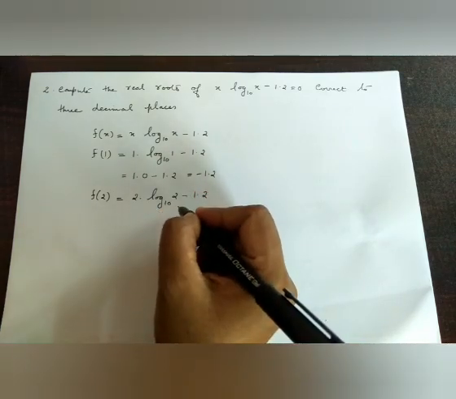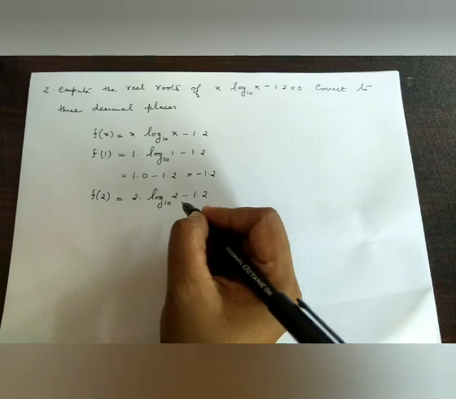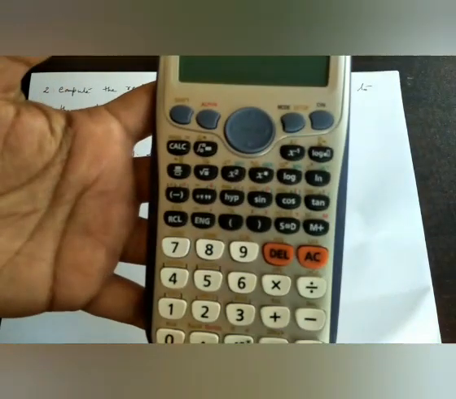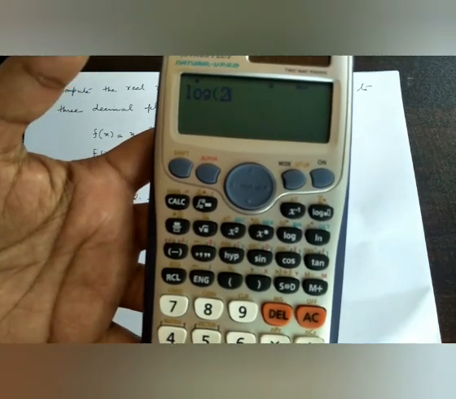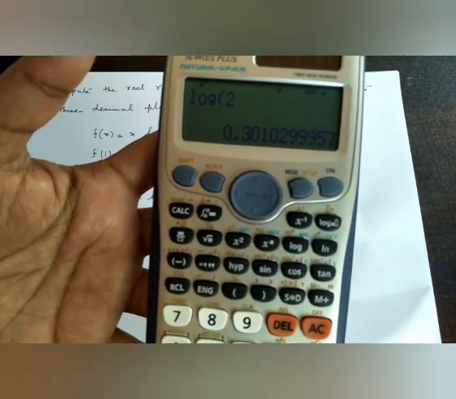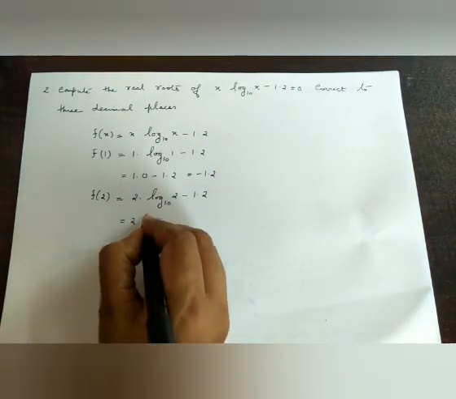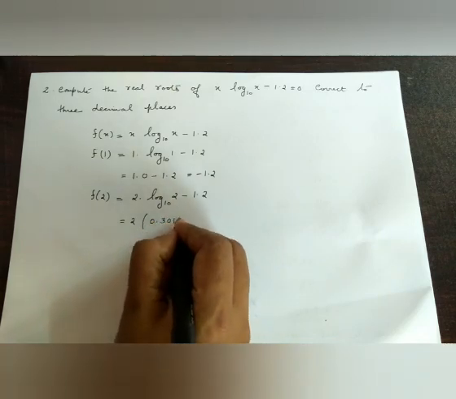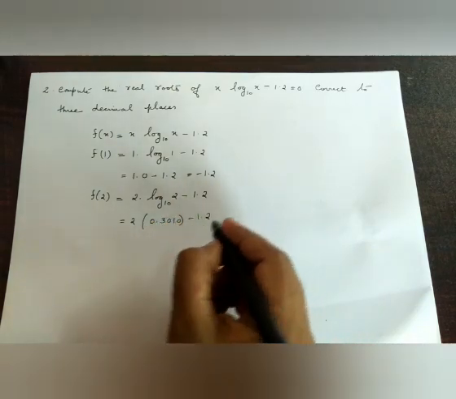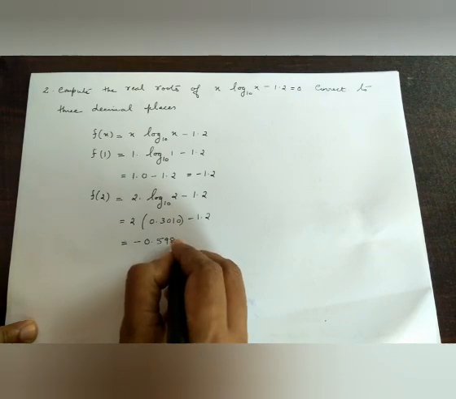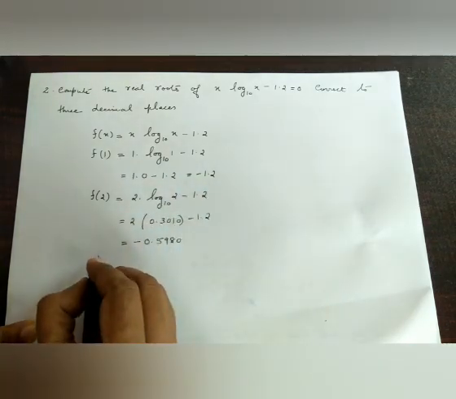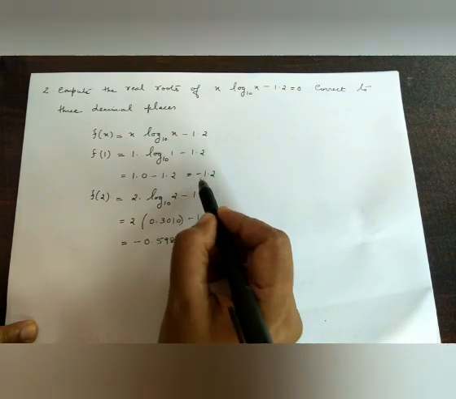Now we can calculate log 2 to the base 10 by using a calculator. Here I am taking log 2, which is equal to, you can see, 0.3010. So I am substituting here 2 into 0.3010 minus 1.2, which is equal to minus 0.5980. The calculations can be done using a calculator. Now here the value is negative, here also negative.